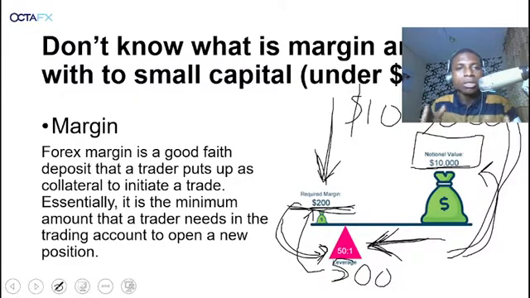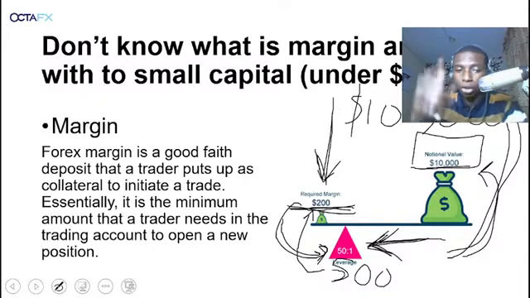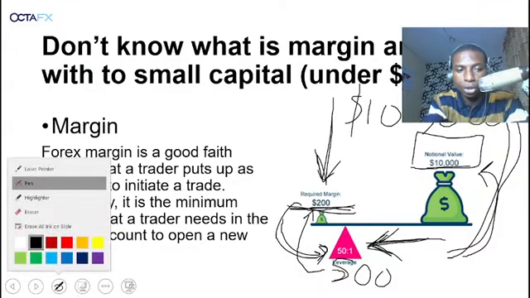Now if you don't understand margin, if you don't understand leverage, you will keep losing money. And that is why novice traders have been losing money. But that is not you again, because you are part of this training, you're part of this opportunity we are sharing with you, right? Awesome.